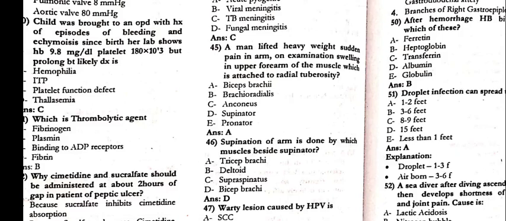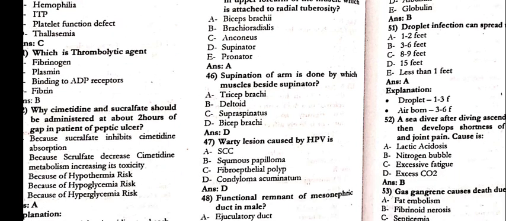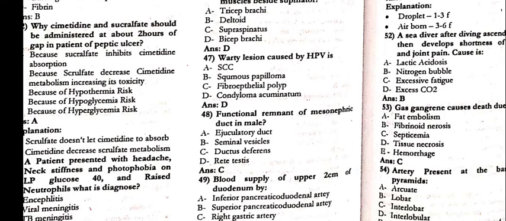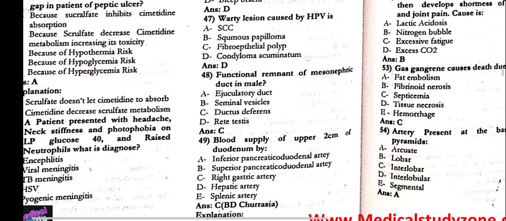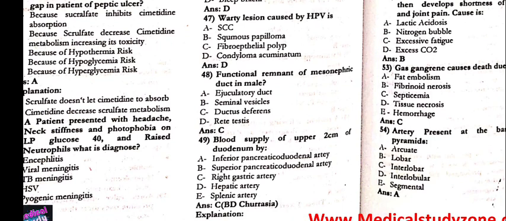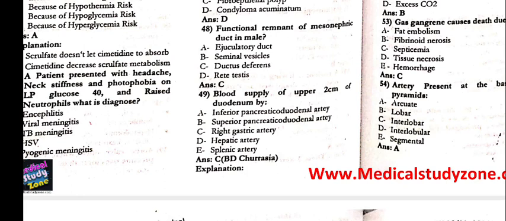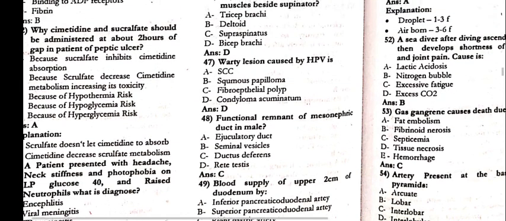45, a man lifted a heavy weight, sudden pain in the arm, examination shows swelling in the upper forearm of the muscle which is attached to the radial tuberosity. That is the biceps brachii. 46, the supination of the arm is done by which muscle besides supinator? That is the biceps brachii. 47, the warty lesion caused by HPV is condyloma acuminatum. 48, the functional remnant of the mesonephric duct in the male is the ductus deferens. 49, the blood supply of the upper 2 cm of the duodenum is by the right gastric artery.